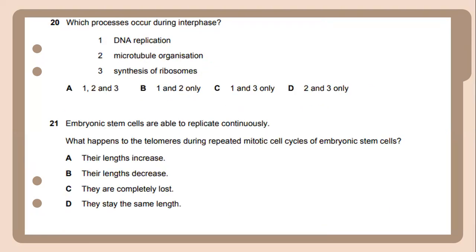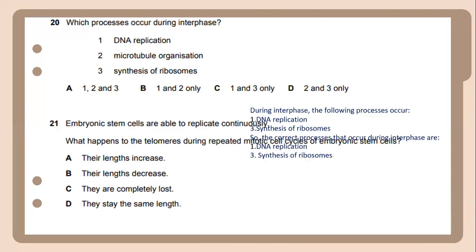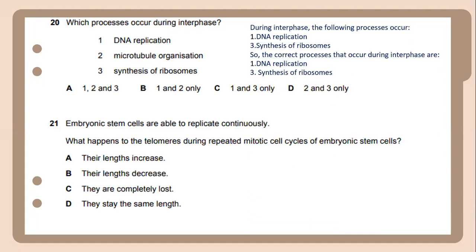Number 20, which processes occur during interphase? DNA replication, microtubule organization, and synthesis of ribosome. During interphase, the following processes occur: DNA replication and synthesis of ribosome. So the correct processes that occur during interphase are DNA replication and synthesis of ribosome, which is 1 and 3.